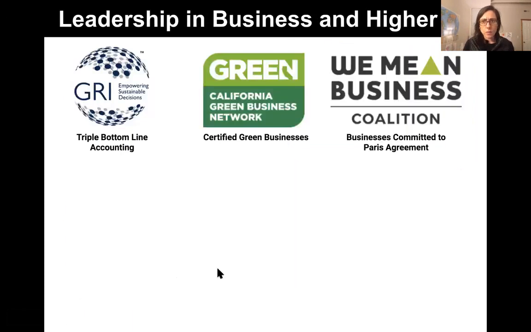And I think it's also important to note here that there's leadership going on in business and higher ed. So we've seen a pretty significant shift in the business community to getting on board with environmental sustainability and climate action. So there's a number of different groups laid out here. Triple bottom line accounting is a way to really show this in your accounting and in your bottom line. So looking at your profits and making sure that you're accounting for environmental impact and social impact. There's certified green businesses that are showing this through their behavior, that they are making changes and commitments. And then the We Mean Business Coalition are businesses that have committed to mitigating climate change in their operations and being a part of the Paris Agreement in that way.